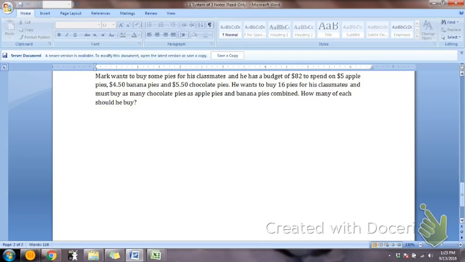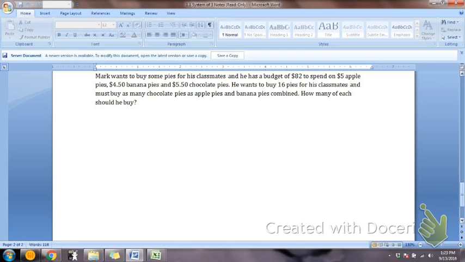Okay, Mark wants to buy some pies for his classmates, and he has a budget of $82 to spend on $5 apple pies, $4.50 banana pies, and $5.50 chocolate pies. He wants to buy 16 pies total for his classmates, and he must buy as many chocolate pies as apple pies and banana pies combined.